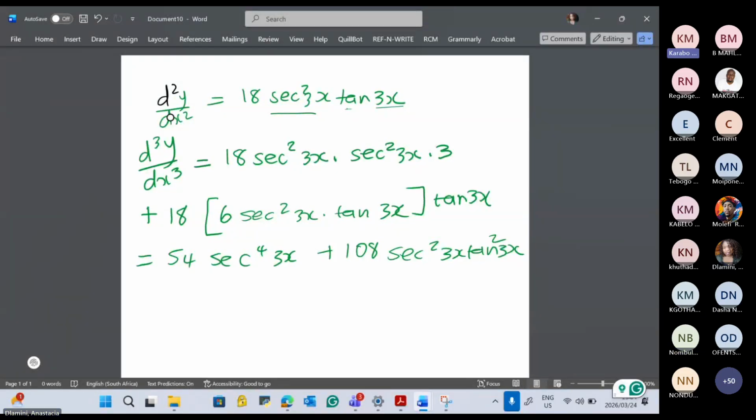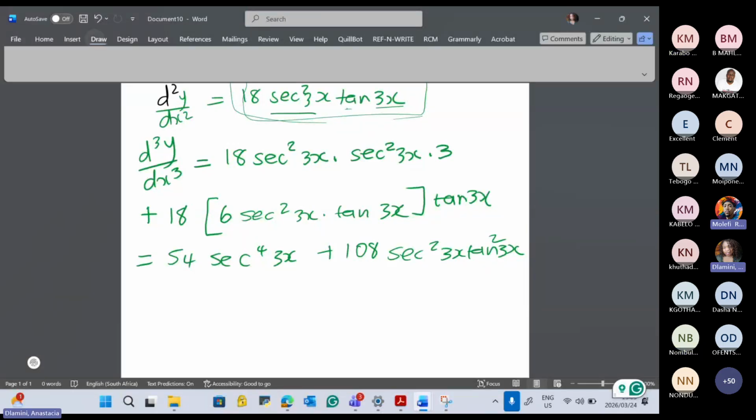My question is, can we just go back to where we got that 108? We use the chain rule. Differentiate this using the chain rule. Because I don't understand how 3 times 3 is 9.